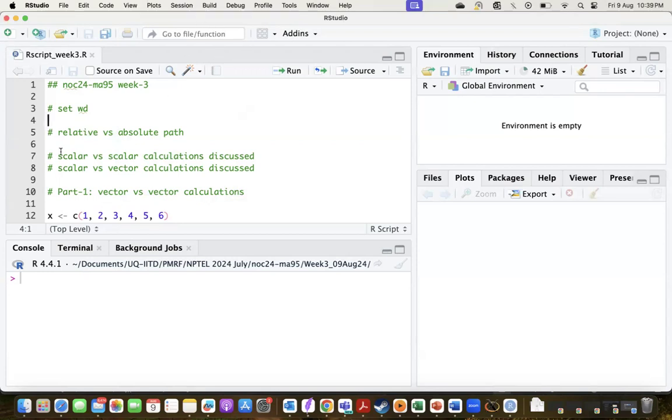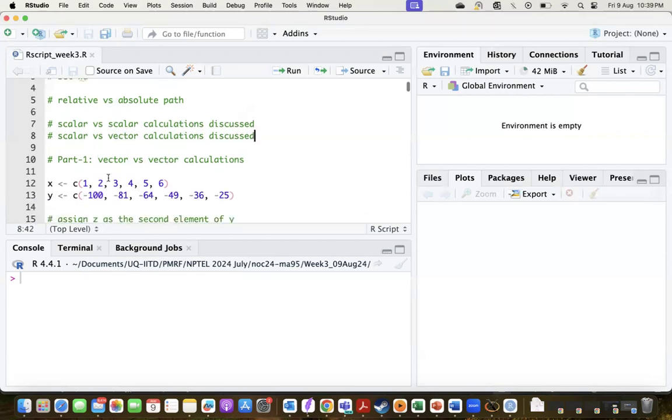Last week we also discussed that a scalar is basically a single value, whether it's a numeric value or a character value. A single value is called a scalar. If you have multiple values, one after the other, we call it a vector. The easiest way to create a vector is through the c or combine function.